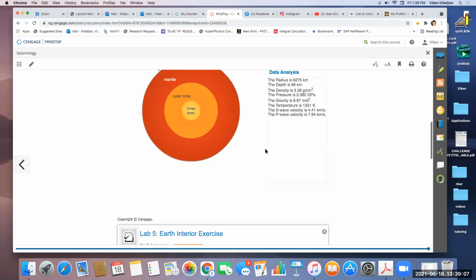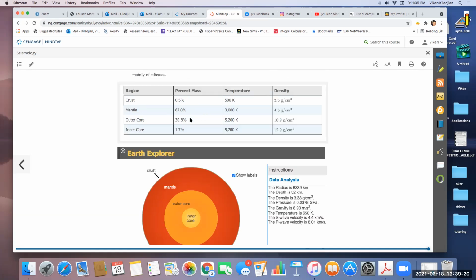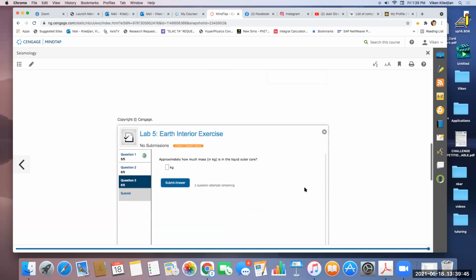So how would you do that one? The liquid outer core. That one we might just be able to use this one. The outer core, it says 30.8% of the mass of the Earth. I think that's the best way to do that. Use this and then find online what the mass of the Earth is. So just do a Google search, what the total mass of the Earth is, and then take a picture of your Google search. So the number that came out.